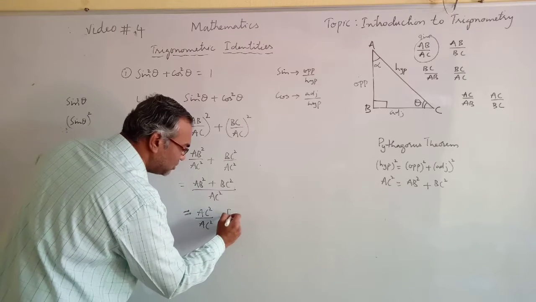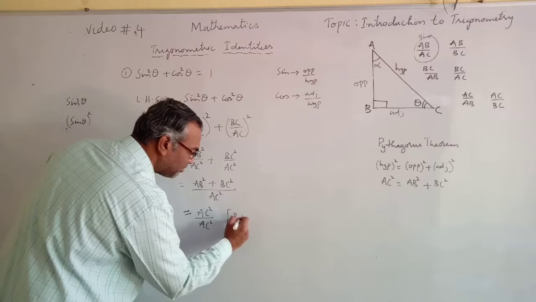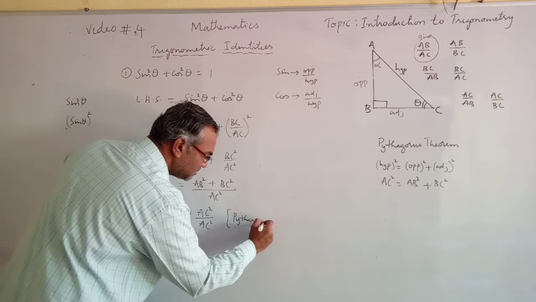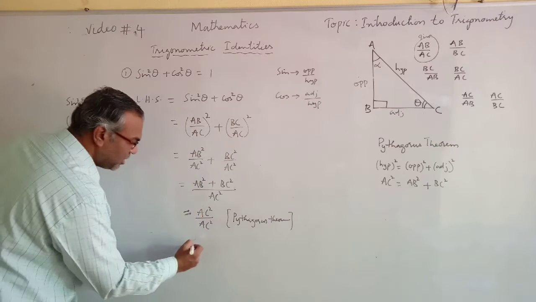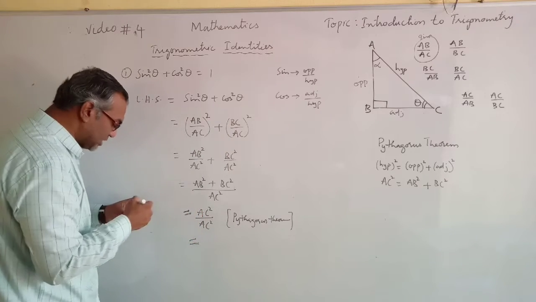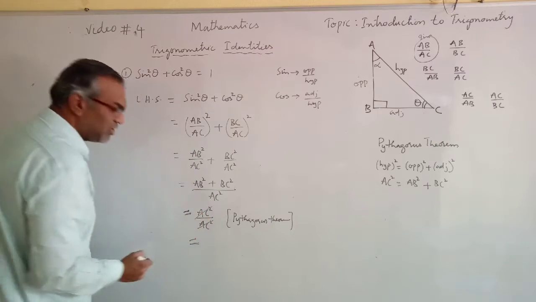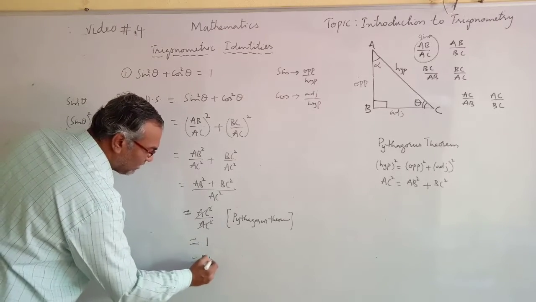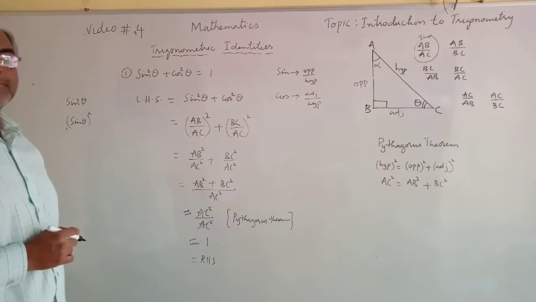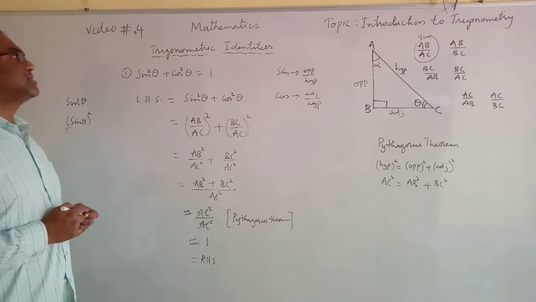How did we do that? Using Pythagoras theorem here, right? We used Pythagoras theorem here. Now this AC square, numerator and denominator are same. They get cancelled. AC square divided by AC square will be equal to 1, which is equal to RHS. We got it. This is first identity.